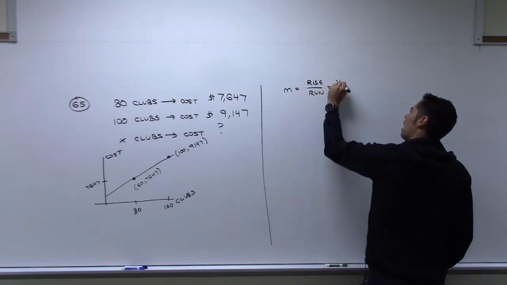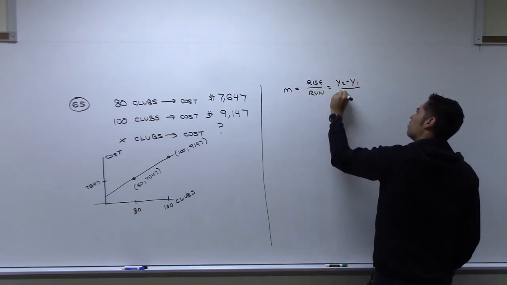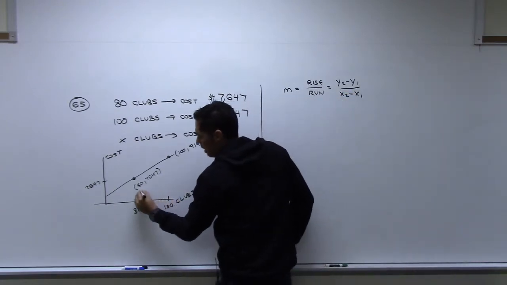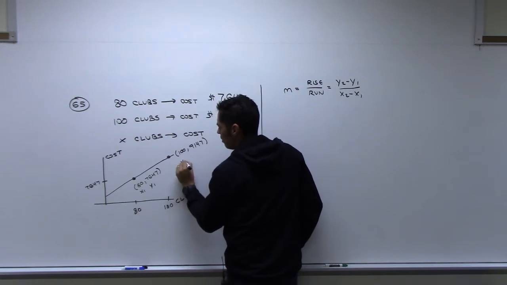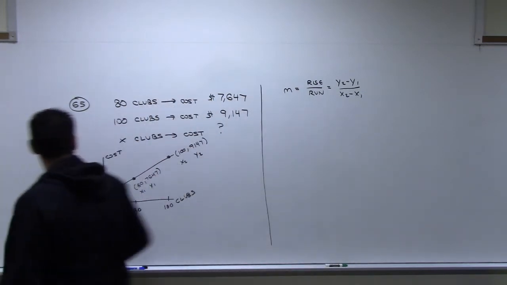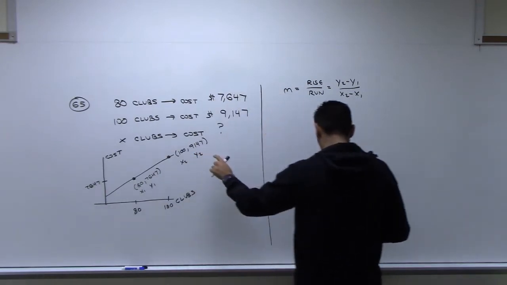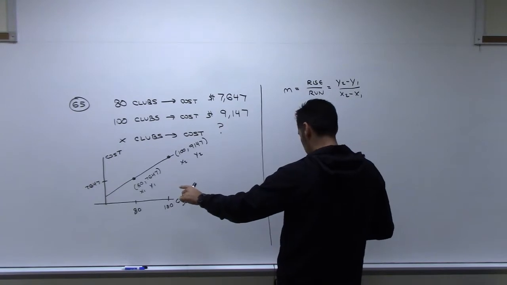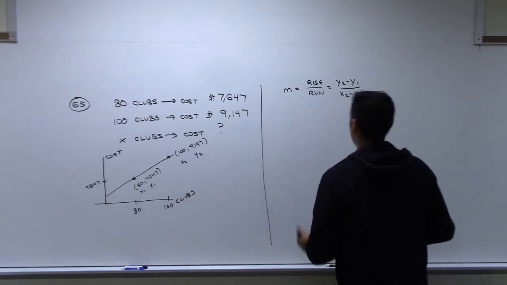And that means y2 minus y1 over x2 minus x1. Here in this problem, we can label this point x1, y1, this one x2, y2. And then let's do some math here. We're going to take y2, 9,147, subtract from it 7,647. Oh, that's not so bad, 1,500.